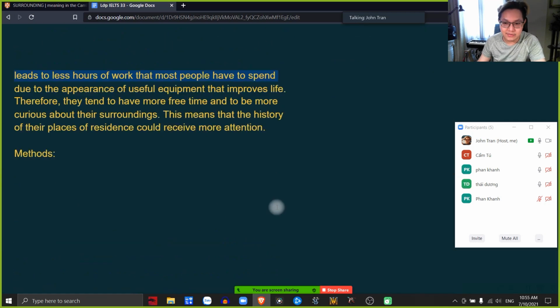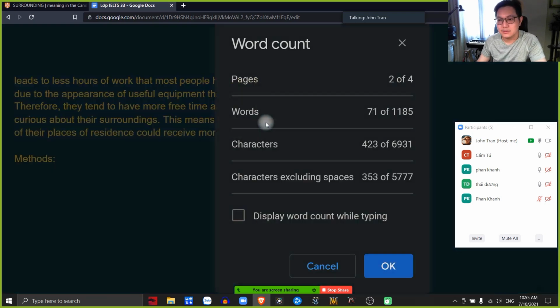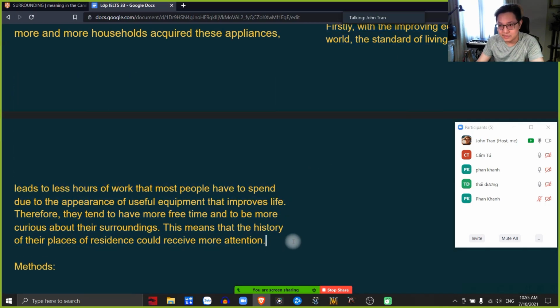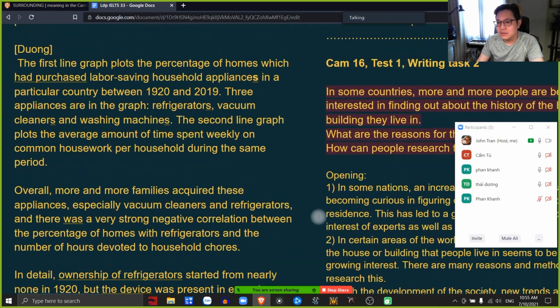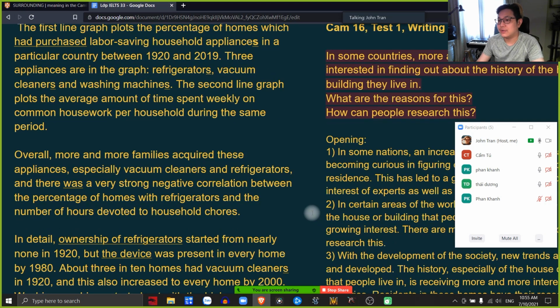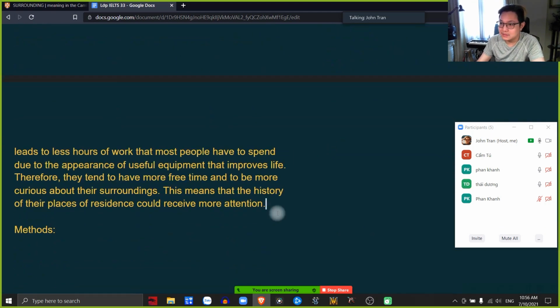And look at this paragraph. How many words do I have? 71 words. 71 chữ. 71 words is okay for a paragraph, I would say. 71 chữ là ổn trong một cái paragraph rồi nha. However, if I want to, I can basically write another paragraph for the reasons. Mình có thể cho thêm một cái lý do nữa chẳng hạn.